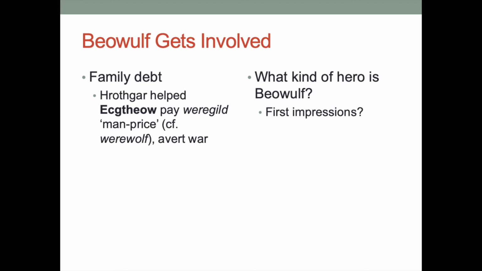Beowulf ultimately gets involved because of family debt. So Hrothgar before helped Beowulf's ancestor Ecgtheow. I know that's not how the name looks like it's pronounced, but I promise that is the way it's pronounced. Hrothgar helped Ecgtheow pay something called the wergild, or the man price, and this helps to avert war. So instead of going to war with the neighboring people, you could just pay them a lot of money and make the problem go away.